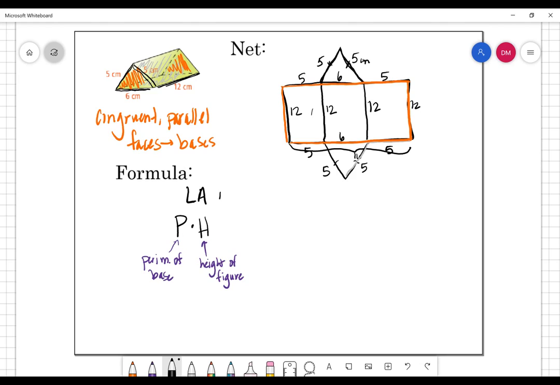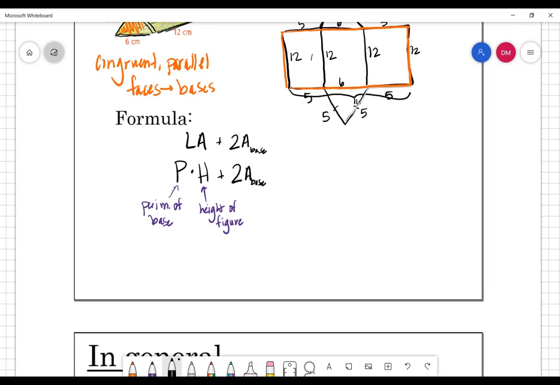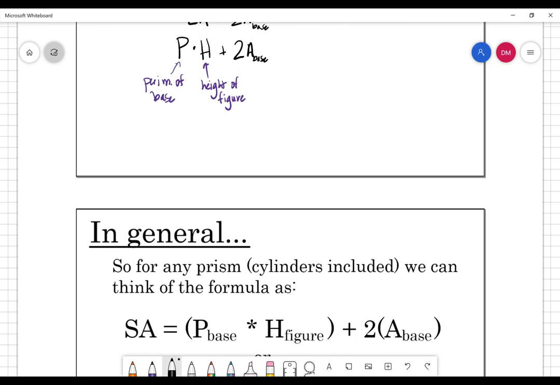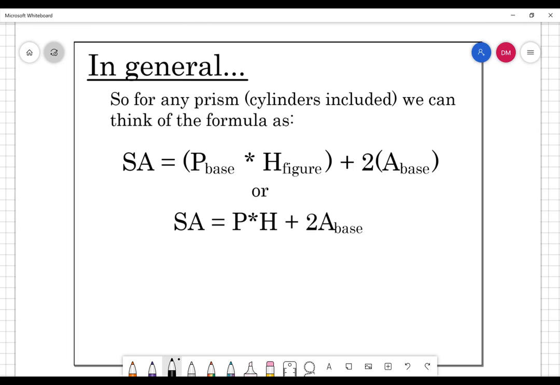Now to that, I have to add 2 times the area of the base. Well, we have to keep that pretty generalized here because, remember, prisms could really have any base. This one, we're talking about a triangle. So we would find the area of our triangular base and we multiply it by 2. Okay, so this kind of brings us to our general formula here. And, again, any prism, but this also includes cylinders, we can think of the formula just like this.